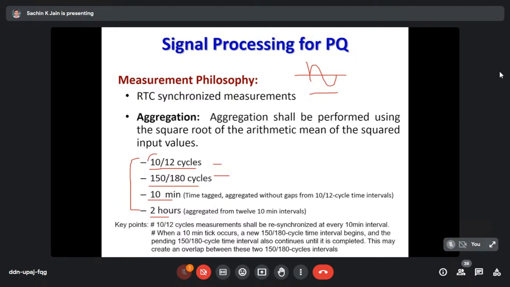Now, when we talk about 10 or 12 cycles, it depends upon the system. For a 50 Hz system, it is 10 cycles. For a 60 Hz system, it is 12 cycles, or 180 cycles, right?